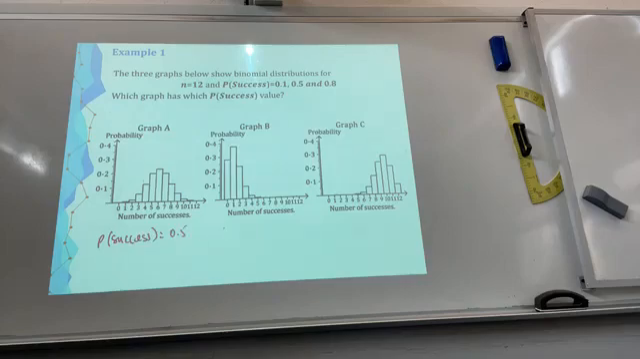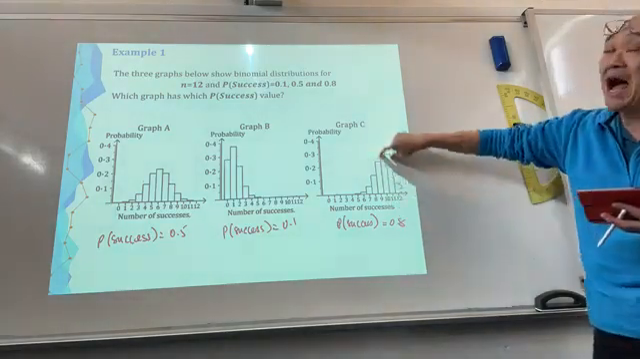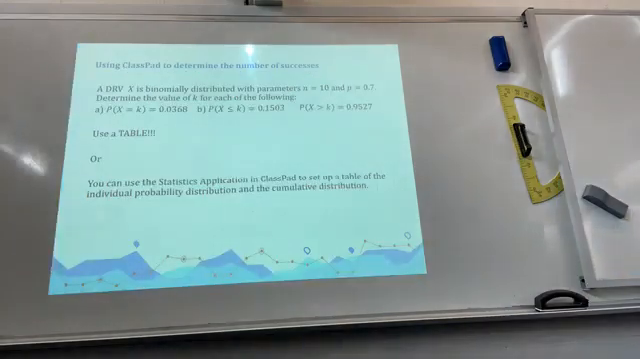Now what about graph B? It is 0.1. And the probability of success for graph C is 0.8. Alright? So you can tell because with 0.8, the chances of getting a success are higher. Now, the next thing is we need to think about how to determine the number of successes.